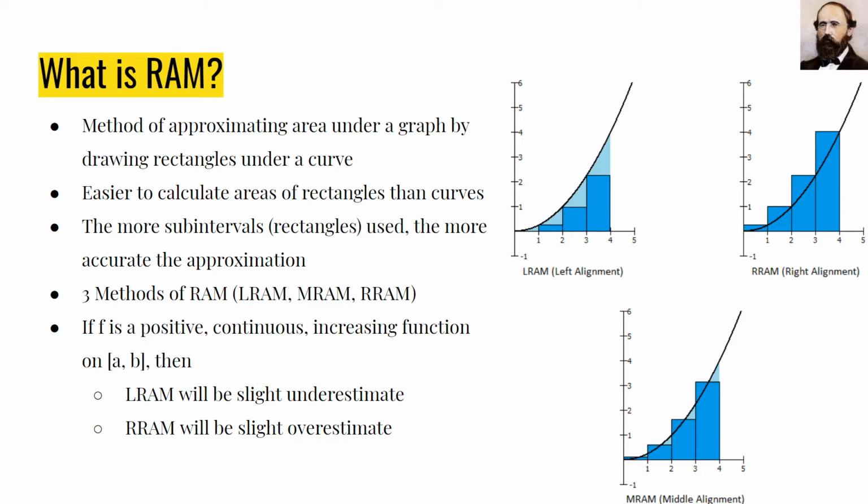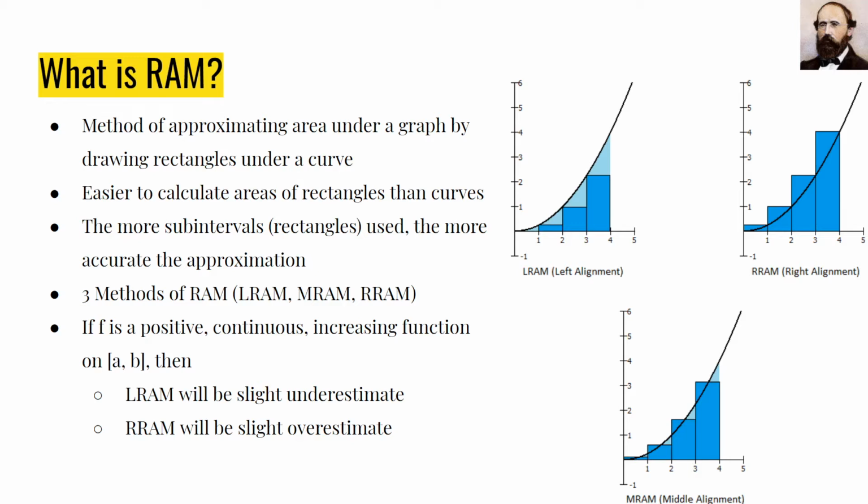And the more subintervals or rectangles that you use, the more accurate the approximation. And we'll see an example of this once we get into MRAM, because the answer is slightly off because of the low amount of subintervals we've used. There are three methods of RAM: LRAM, MRAM, and RRAM. And you can see that in the pictures on the right.